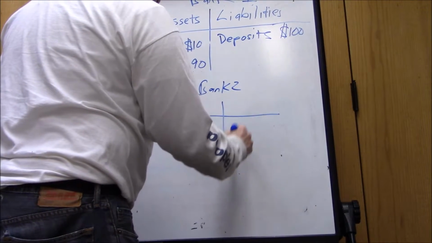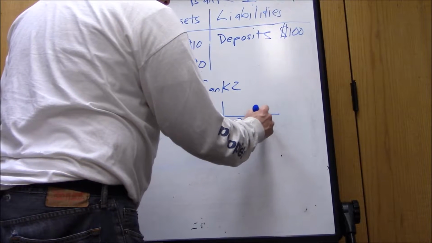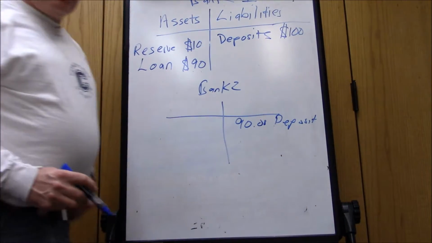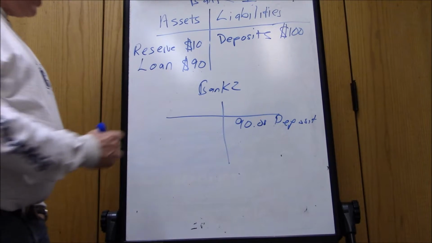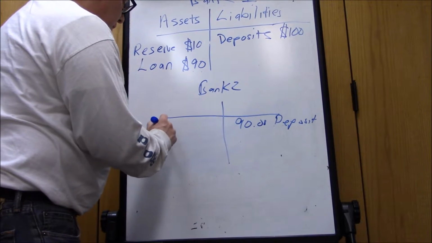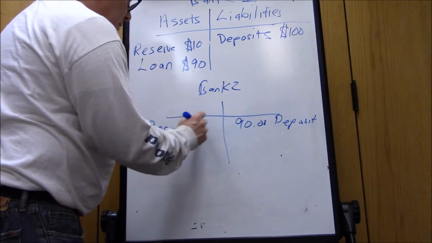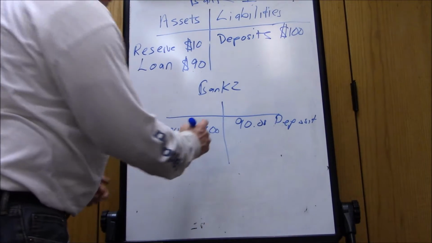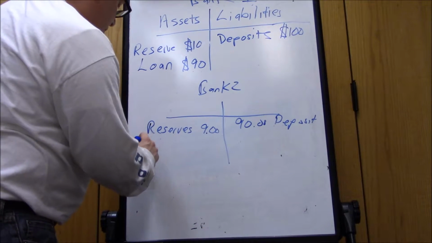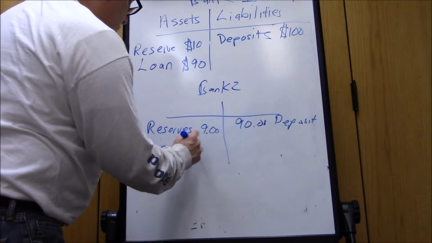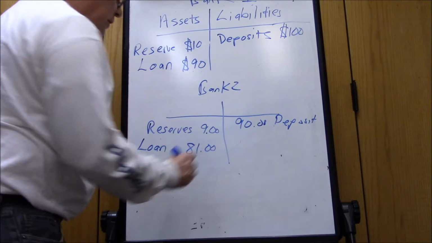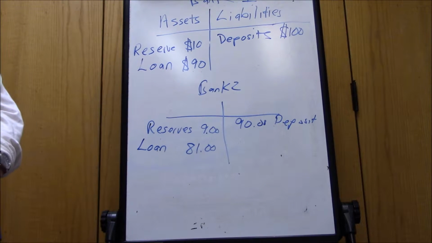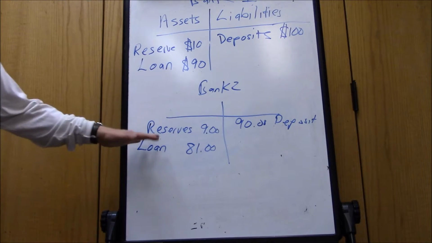So we can think of Bank 2 getting this $90 deposit, and Bank 2 is going to be in the same kind of situation, where they're going to want to hold 10% in reserve, but then they're going to want to loan out the rest. So they're going to want to loan $81 out because they want to earn interest on that. So that becomes a loan to them, an asset to them.